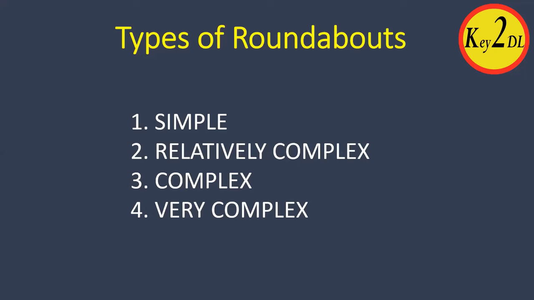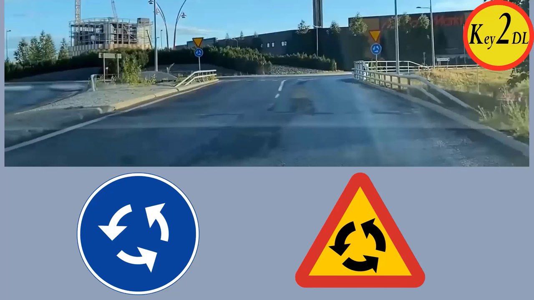So let's go to the different types of roundabout. One is a simple roundabout, then relatively complex, complex, or very complex. This is just my classification. You don't Google it. It is just to explain a bit more in a simpler way. And okay, this is a roundabout, but where do you find this?